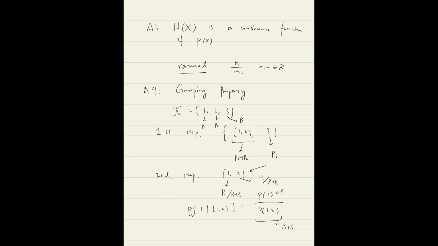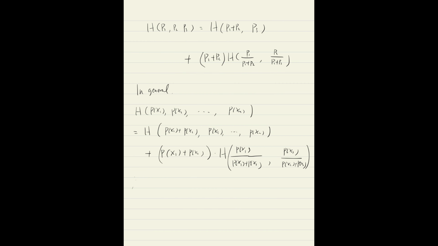Okay, great. So now we have these 2 steps, right? First one, we group 1, 2 together. Second one, given 1, 2 is happening, we get a probability of 1 and 2, right? So now let's see if we do this, how can we use this idea to compute entropy, okay? Let's see whether this makes sense to you or not.